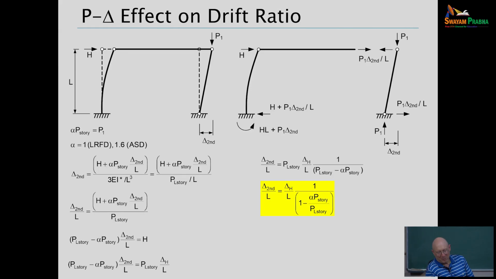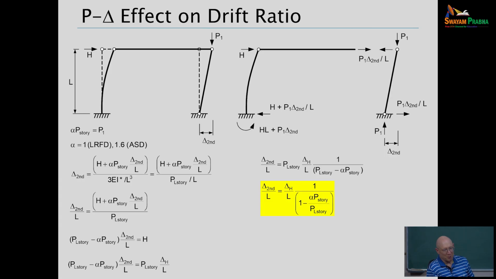So if we carry through all the algebra just to solve, let's solve for delta second over L. What do you know? We end up with delta H over L, where delta H is the first order deflection due to H, times an amplifier, 1 over 1 minus P story over PL story. Now, P story is basically the total vertical load that the story is supporting.